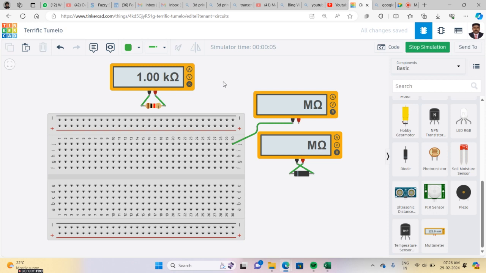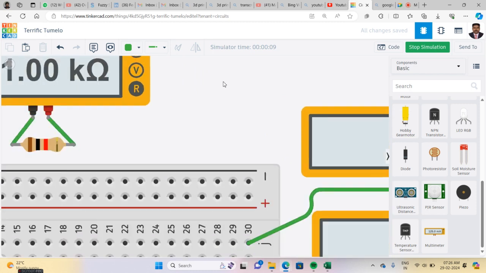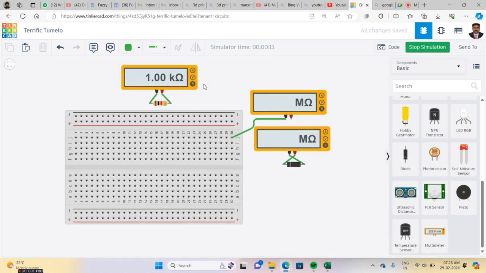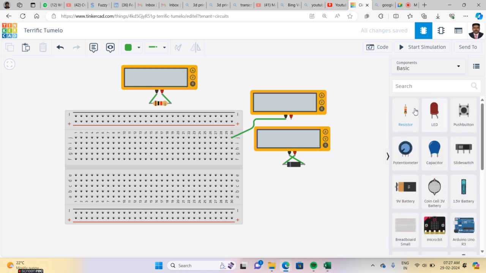So those color coding concepts you know well. First band, second band, third band, and then the tolerance band. Are you having those color coding calculations in your syllabus? No, no color coding. Then we will skip that for the time being.